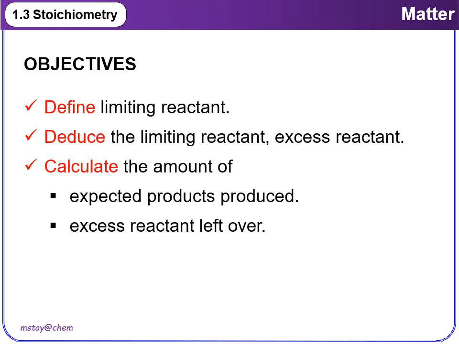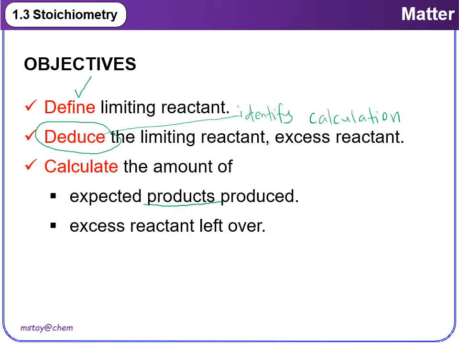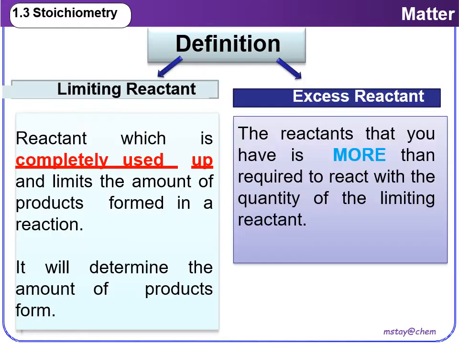These are the objectives in this lesson. First, we need to define the limiting reactant. Next, we have to identify limiting reactant and excess reactant through calculation. After identifying the limiting reactant, we are able to determine or calculate the amount of product and also the excess reactant that is left over. Now let's look at the definition of limiting reactant.